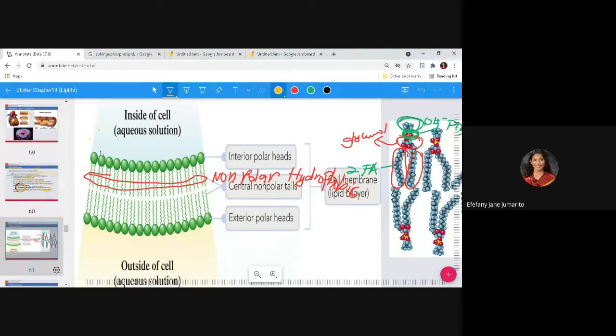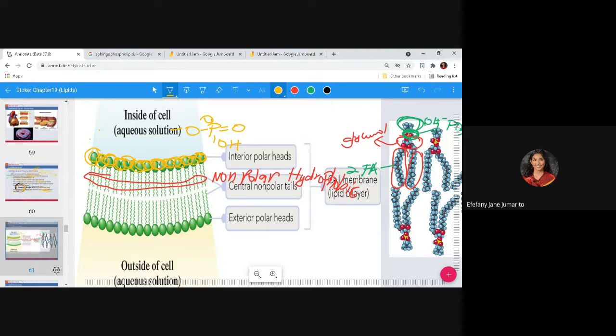Okay, this one. Then we have this one, your heads. Remember, the heads are the polar region. So these are the heads that constitute the phosphate, the double bond O, the O minus, and then the OH. So here, that is your phosphate. Okay, phosphate and alcohol group.